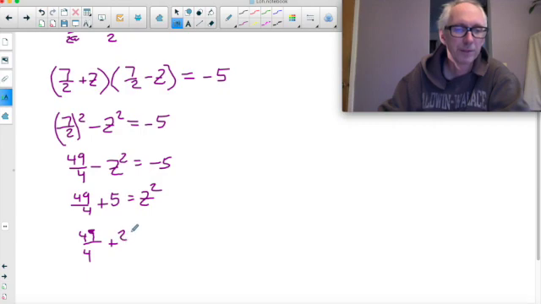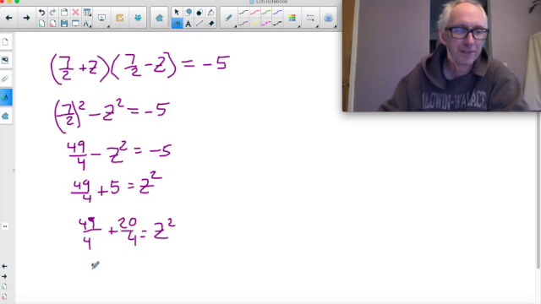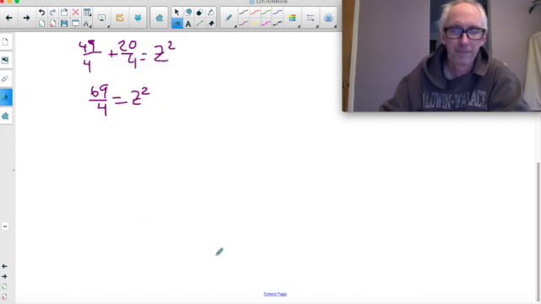I'll write it out. And 49 plus 20, okay, will be 69 over 4 equals z squared. Okay, we're going to take the square root of both sides.